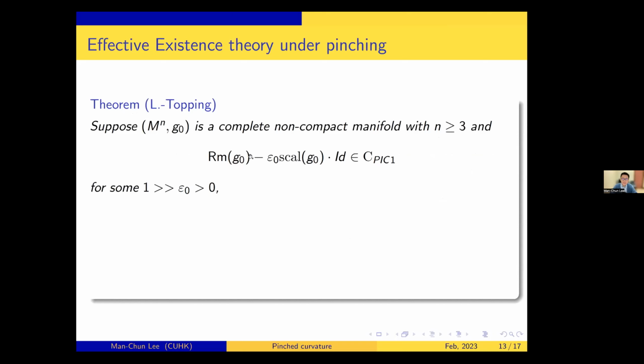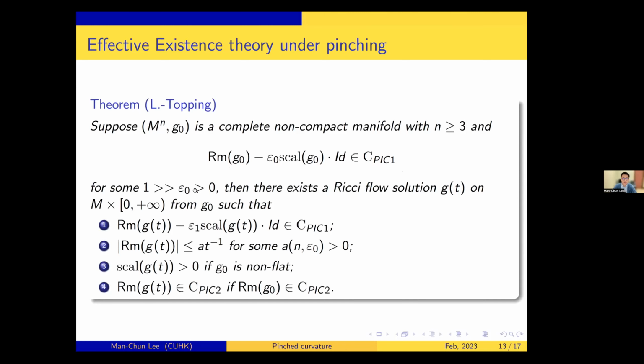If the dimension is three, then this is a Ricci condition. If the dimension is higher, then we replace it by the generalization called the Pic one. If we have the Pic one pinching condition for some epsilon uniformly on the whole manifold M, then we can find a Ricci flow solution on M times zero to infinity, such that the pinching is still almost preserved. We replace it by a slightly smaller epsilon, but uniform, only depending on the epsilon and dimension. It's still Pic one pinched.